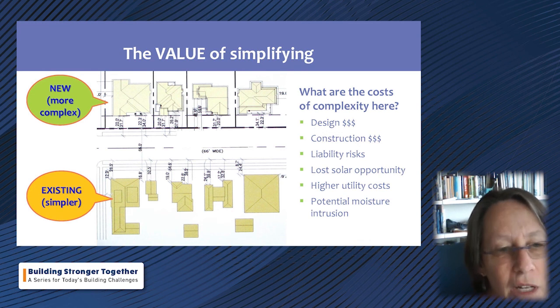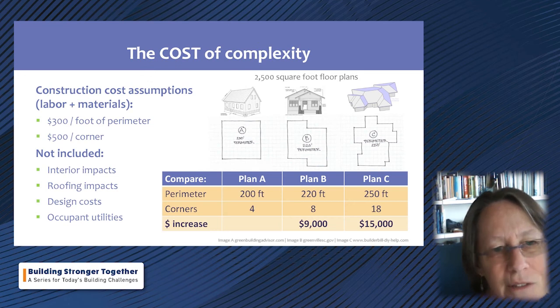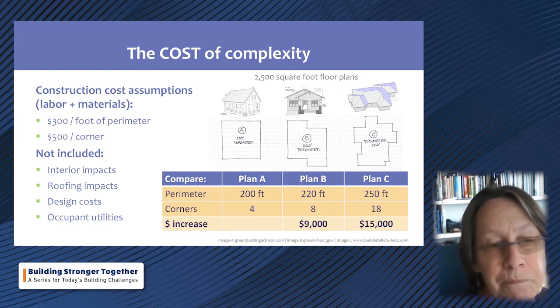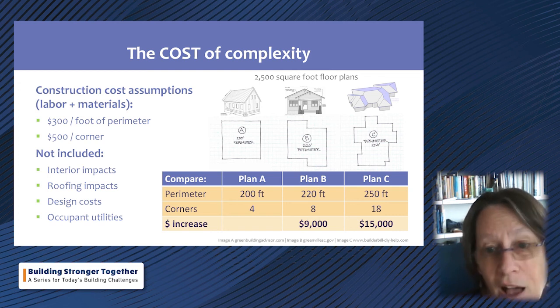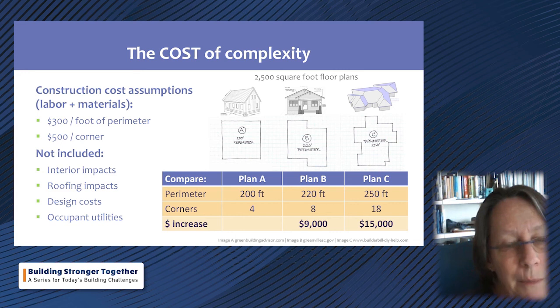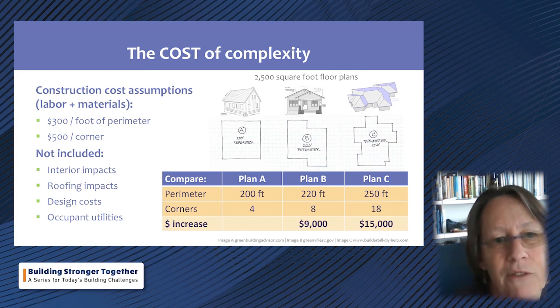So just to show you a thumbnail of the implications here, I've done this very rough calculation. I said, let's just say for the sake of argument that every extra foot of perimeter costs you $300, and every extra corner costs you $500. These are just rough numbers, approximations. And I'm not thinking about the complications on the interior, the roofing complications, the design complications, because that's a lot more drawing and detailing, or the implications for the utilities of the occupants of those homes ultimately. But I just said, let's take a really simple 2,500 square foot plan.